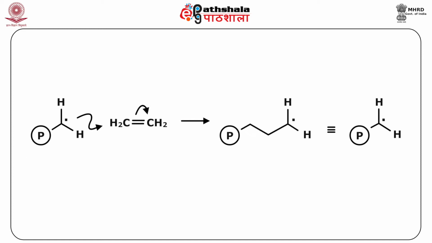The propagation steps consist of the addition of the alkyl radical at the end of a growing polymer to another molecule of ethylene to give a new alkyl radical at the end of a longer polymer. Polymerization is well depicted here in the given structure. The termination steps are the usual radical-radical combination and disproportionation reactions as explained earlier.